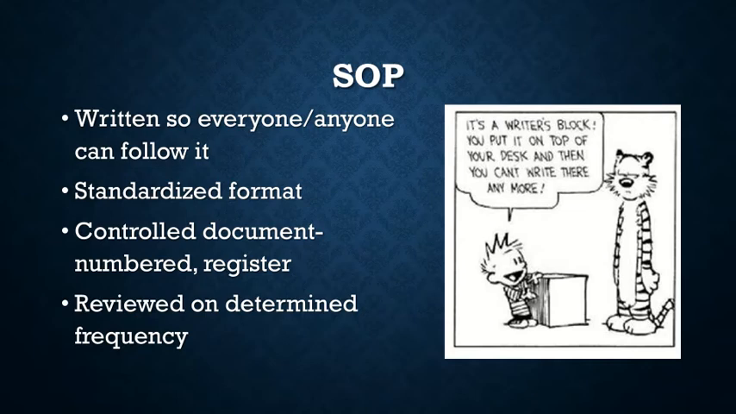SOPs should have a standardized format. They should also be controlled, a controlled document, numbered, and also be in a register. That way you can easily find them. And they should also be reviewed on a determined frequency. Typically they're reviewed annually, or every 2 years, or every 3 years. You never know what changes.